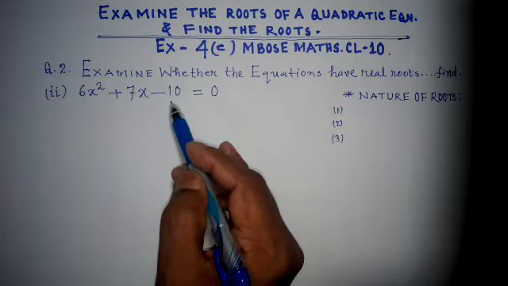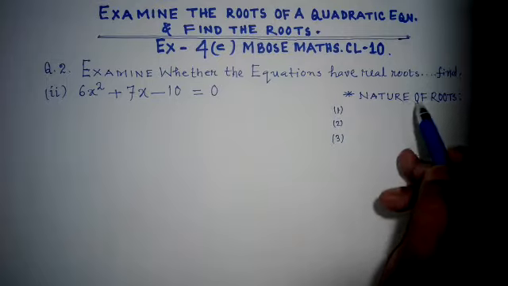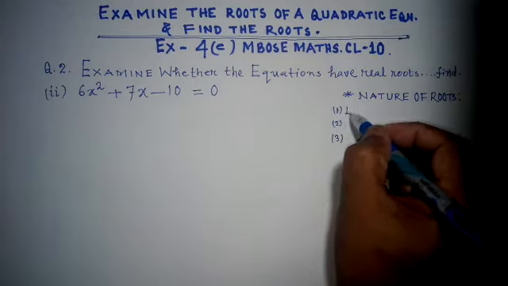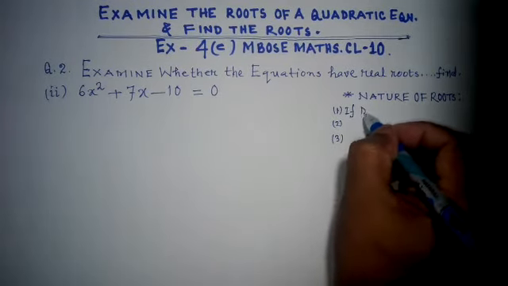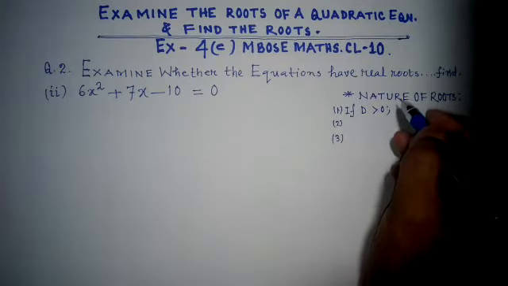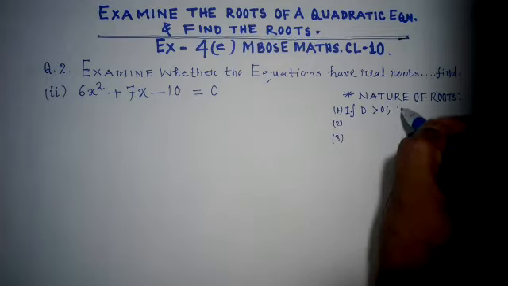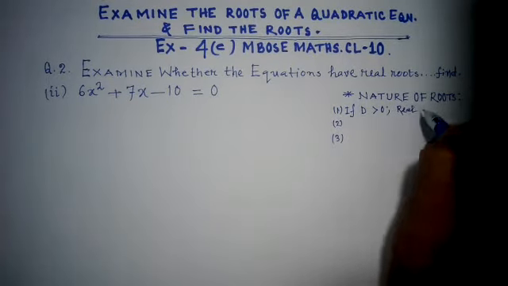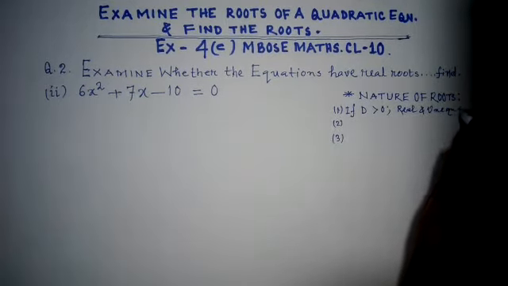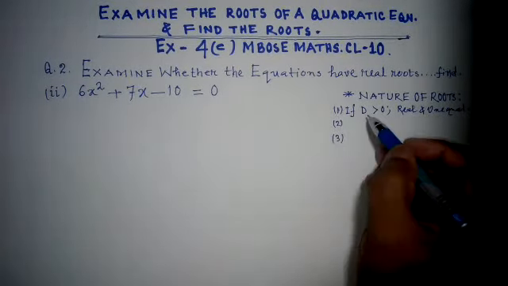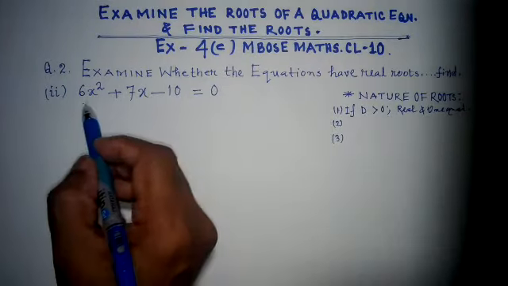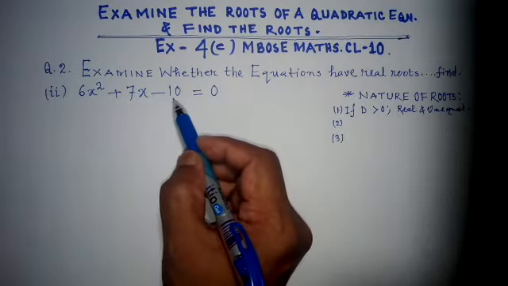So to do the sum, first we have to know the nature of roots. Before we explain, if the discriminant is greater than 0, then the two values of x are real and unequal. So this point you have to know. If the value of the discriminant is greater than 0, that means from this equation we have to find the discriminant.